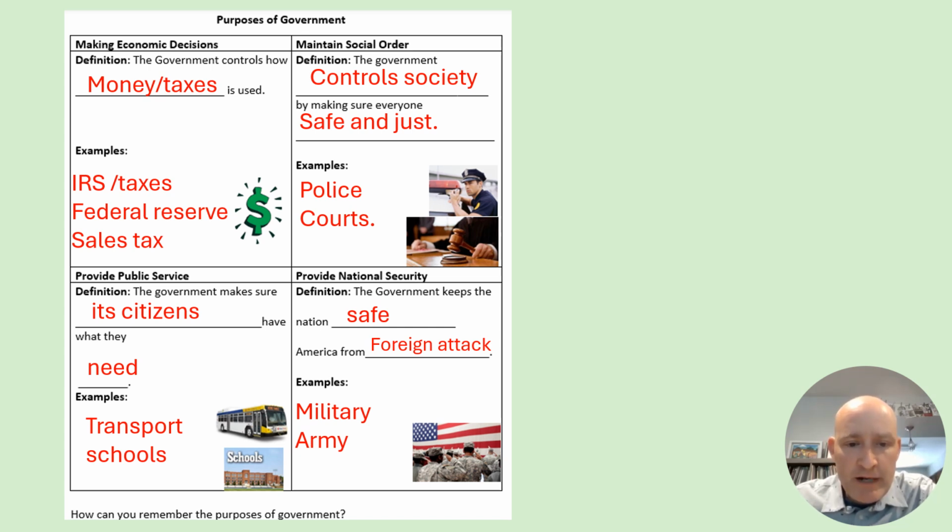But then we talk about the CIA and the NSA, agencies that provide information on things that might threaten the safety of America as a whole from foreign attack. And we've seen how they've done that in the past.